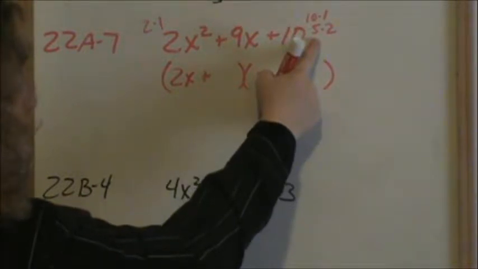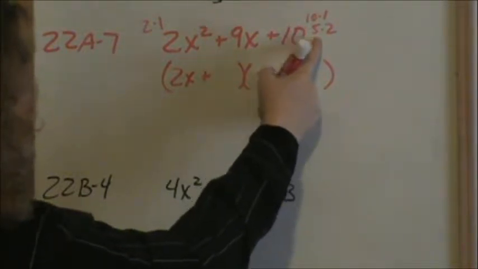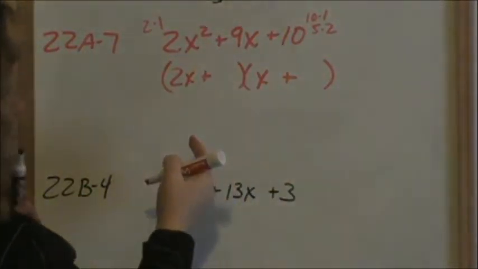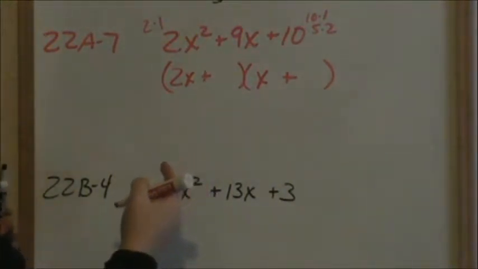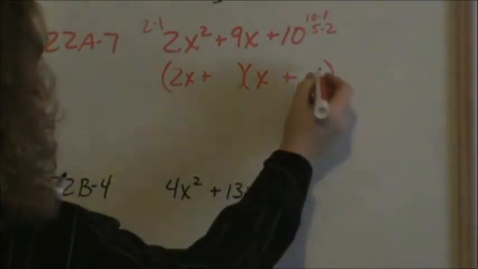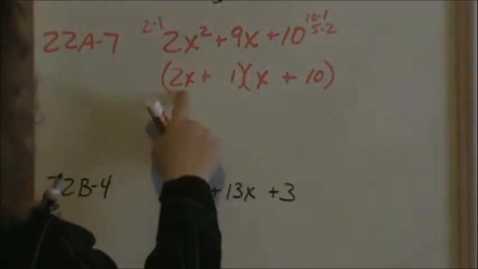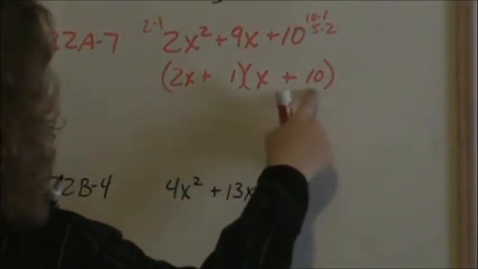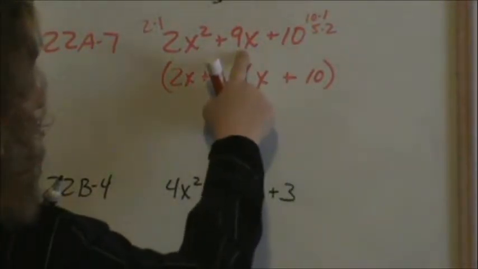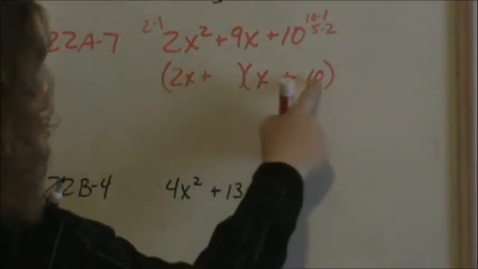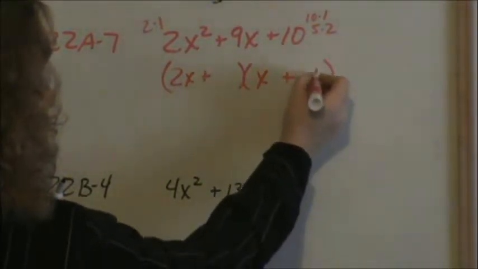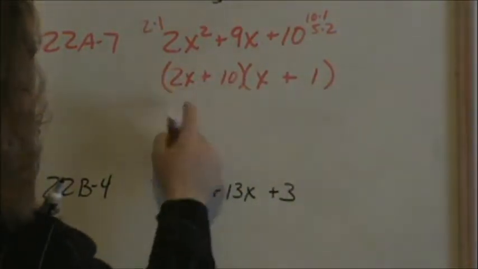Okay, now I have to decide which of these factors of 10 I am going to use, 10 times 1 or 5 times 2. Again, there's no quick tip or trick, it's just trial and error. Okay, but I can put a 10 here and a 1 here. You can already see that 2x times 10 is 20x. So that's way more than 9x. So you know that that's not going to work. So if I switch the places and put 1 here and 10 here.